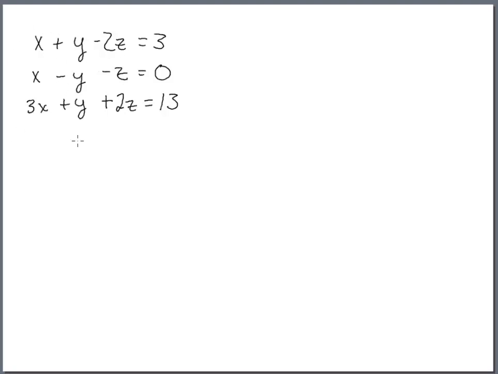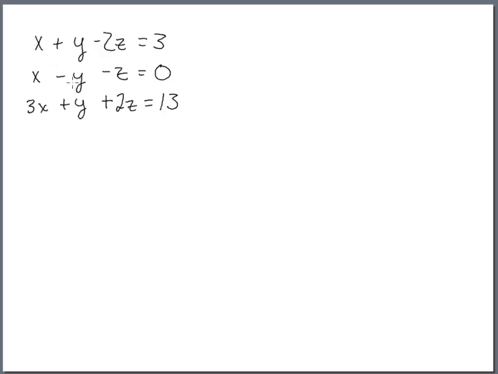A picture of what's going on here is this is now, instead of a line on a graph, a plane, a flat surface through a 3-dimensional space. And 3 of them could intersect at one point. So that's what we're going to try to find here.